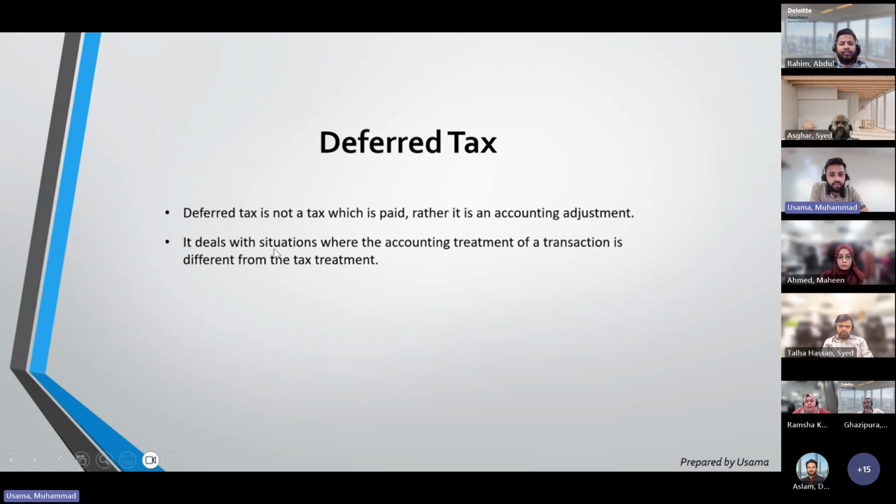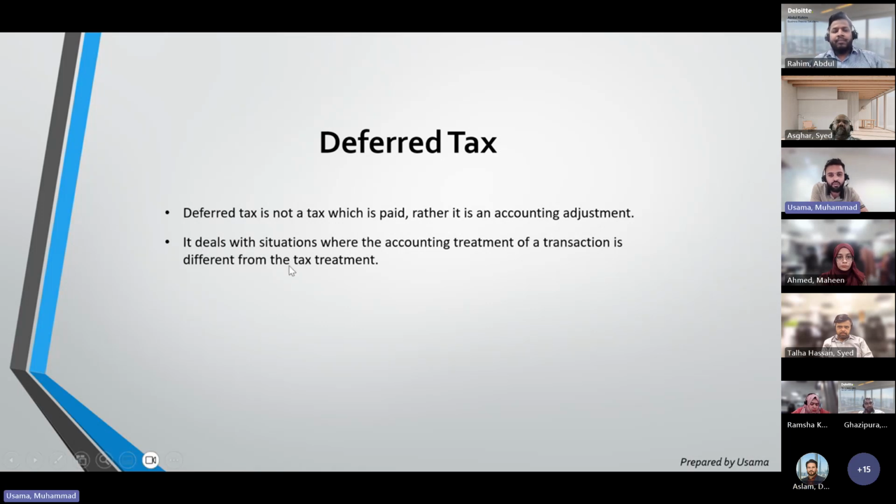So it deals with situations where the accounting treatment of a transaction is different from the tax treatment. Can anyone help me understand this line with the previous example? How is it different? Danish, please. In our accounting system, we are depreciating the asset over 3 years, and the tax authorities say that we should depreciate the asset over 2 years. So this is exactly why there's a difference. Thank you, Danish.